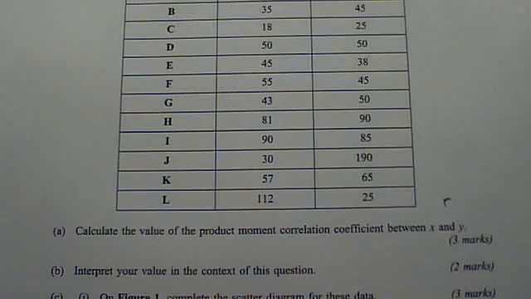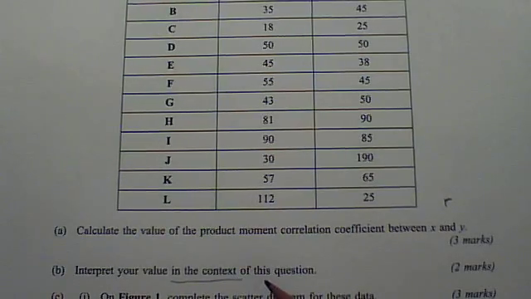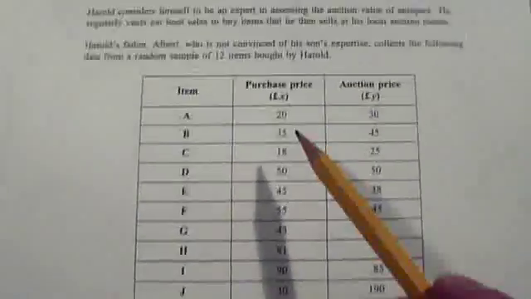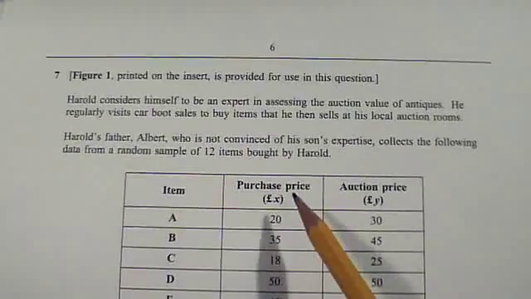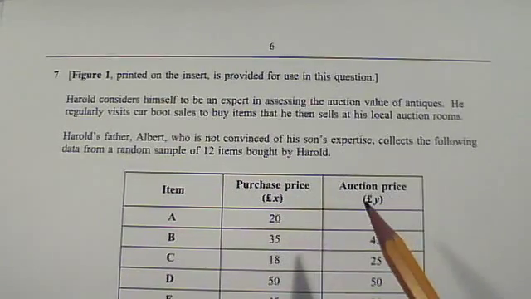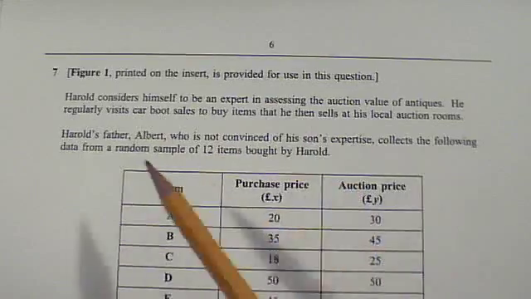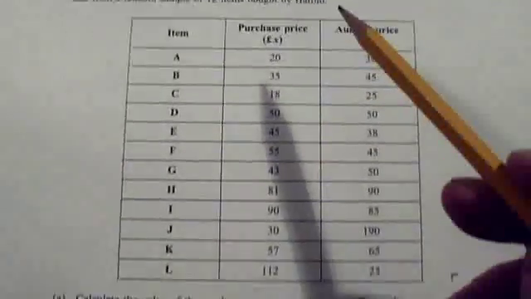And in part B, you've got to interpret your value in the context of the question. Now, in context really just means you've got to talk about what x and y are. So you've had to read those words, so you talk about purchase prices and auction prices, making it clear that you've read what's going on up there.